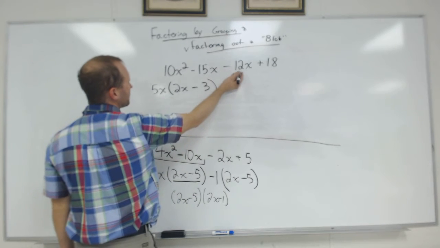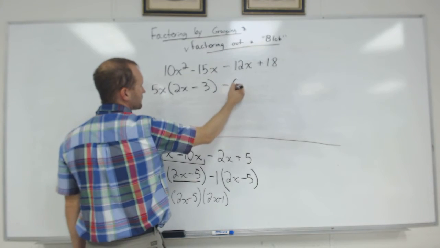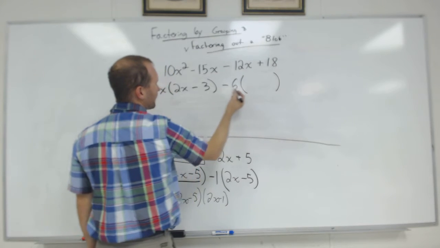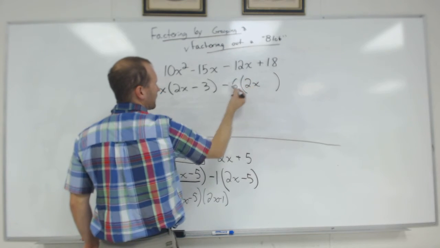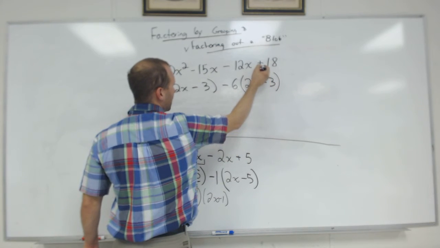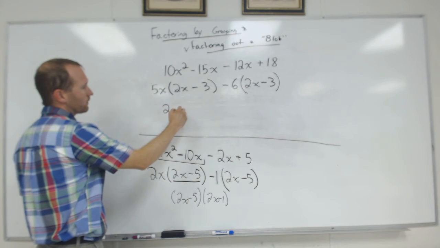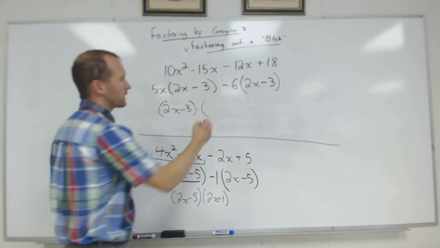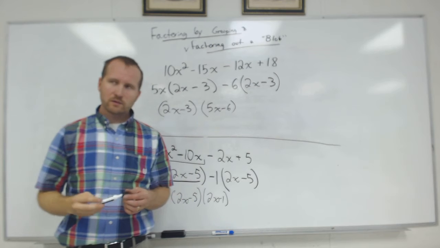Now here I'm going to pull out a negative because I want the x to be positive. So what could I pull out? A negative 6. And that's going to leave me with negative 6 times what is negative 12x? 2x. Negative 6 times a negative 3. A negative times a negative gives me the positive 18. Okay, now I pull out my blob. And what do I have left? 5x minus 6. Beautiful.